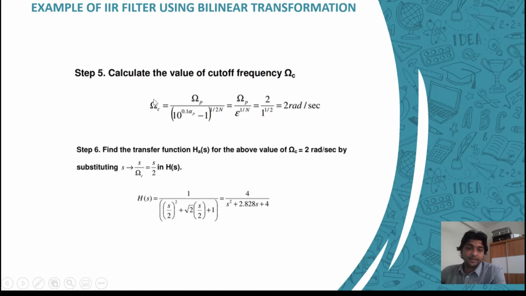Next, step 5, we have to calculate the cutoff frequency. So we get the cutoff as 2 radians per second. Step 6 is finding the transfer function, which is H(s), by substituting the above value of cutoff frequency. So we get 4 divided by s squared plus 2.828 s plus 4.